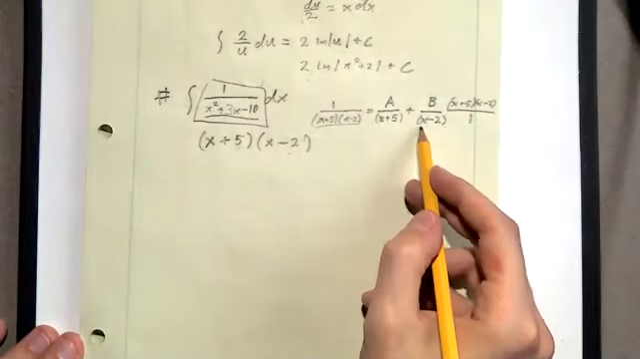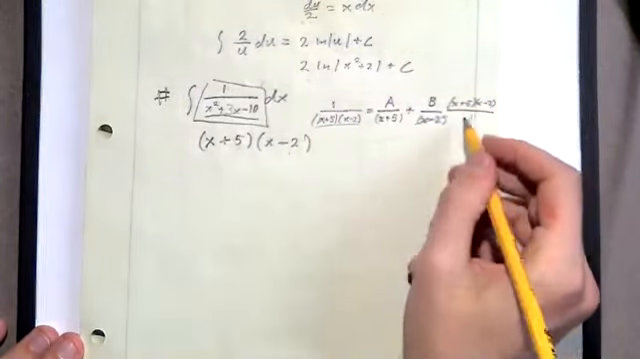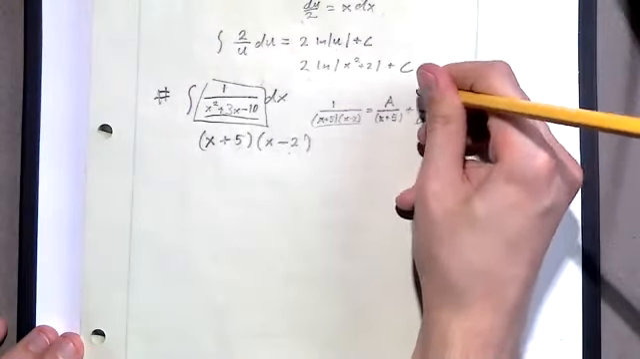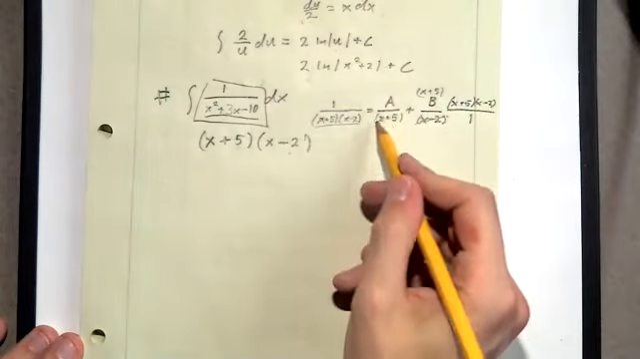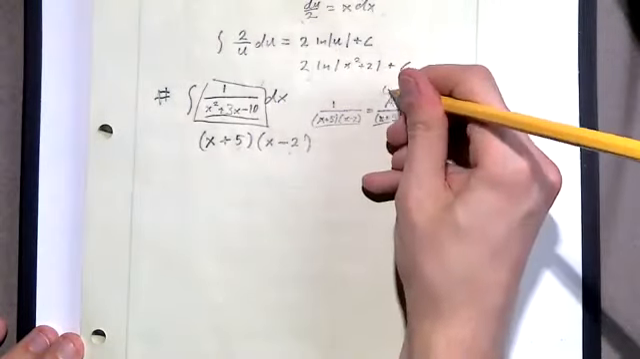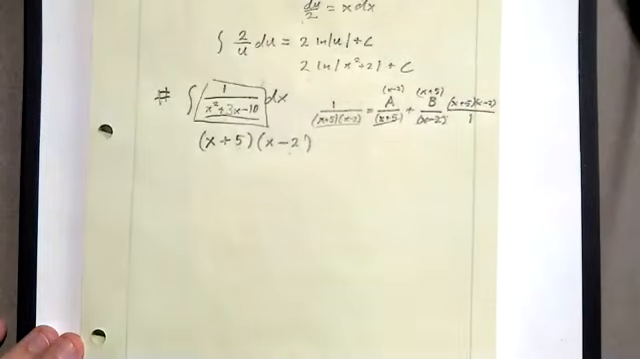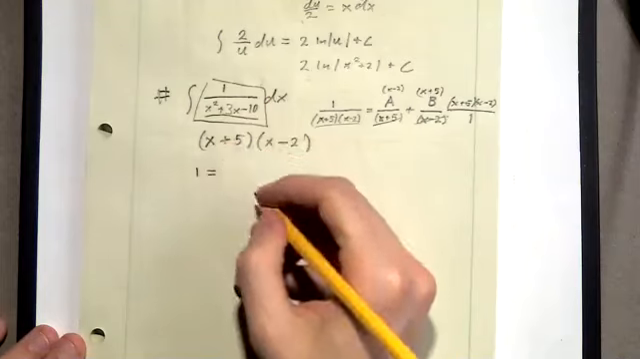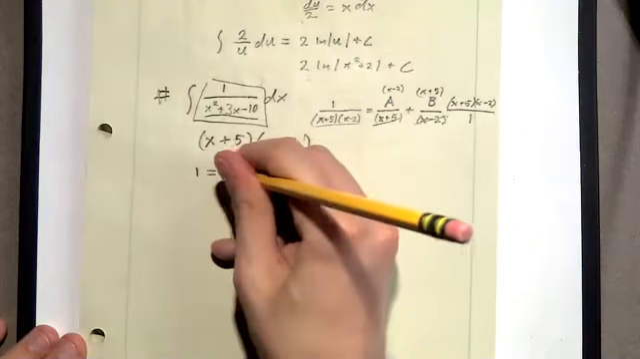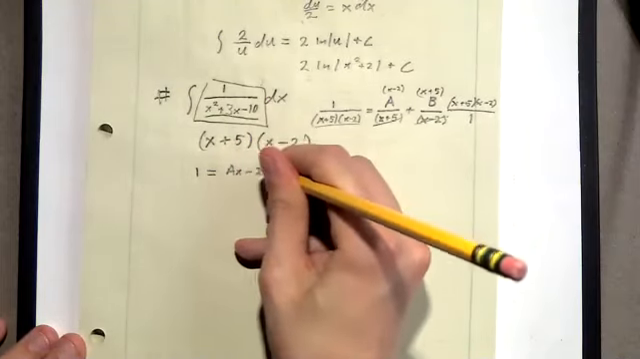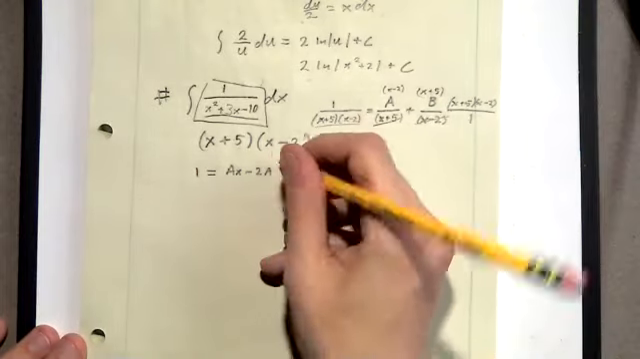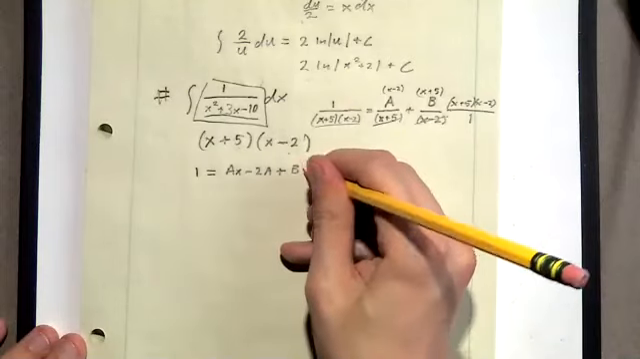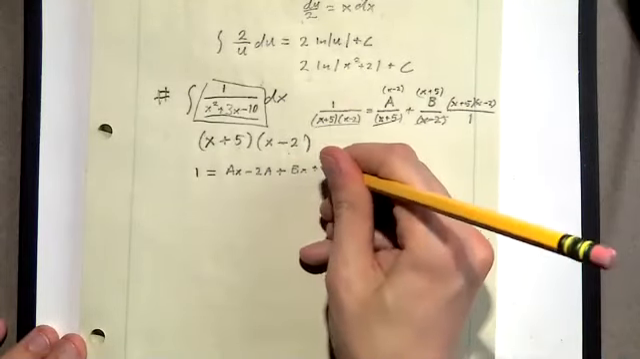So in this case, the x minus 2 here cancels, and we get x plus 5 multiplied by here. So x plus 5. And then here, the x plus 5 cancels, and we just get x minus 2 multiplied through here. So we get 1 is equal to ax minus 2a, and then plus bx plus 5b.